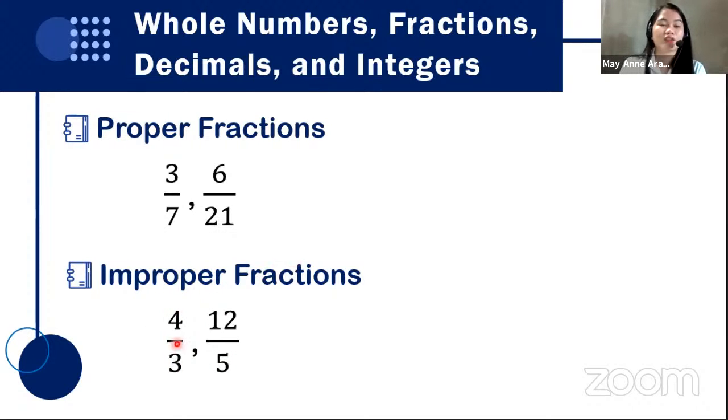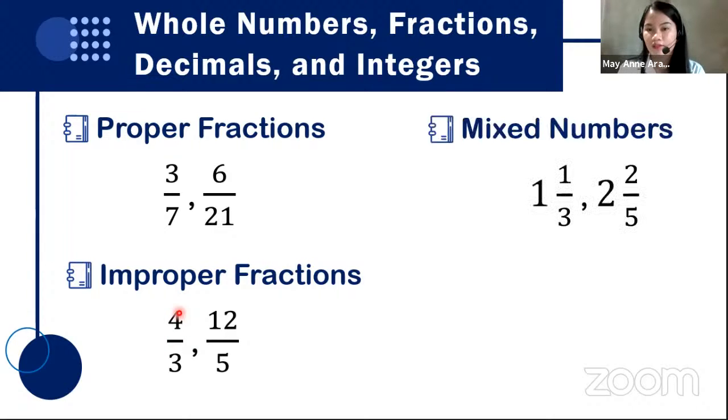And improper fractions can be converted to mixed numbers. So 4/3 can also be expressed as 1 and 1/3, and 12/5 can be expressed as 2 and 2/5. In a mixed number, we have the whole number part and the fractional part. For 1 and 1/3, the whole number part is 1, and the fractional part is 1/3.